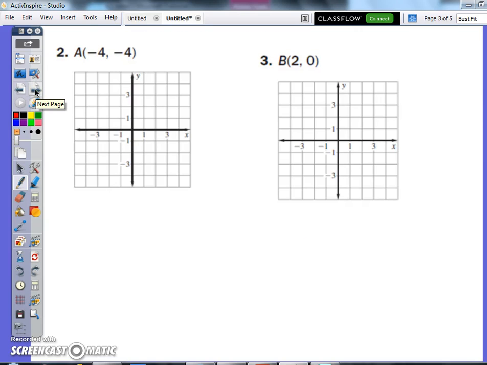Now when we plot these points, just as we plotted the points, remember this is x, this is y. You're going to go to the left 4 and down 4. So 1, 2, 3, 4 to the left, and down 1, 2, 3, 4. And this is A. Then this is x and y. We go to the right 2, and we don't go any on the y because it's 0, and that is the point B.